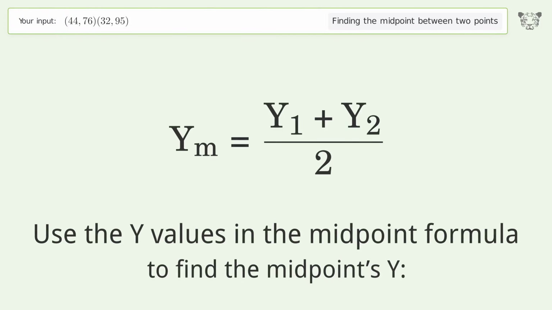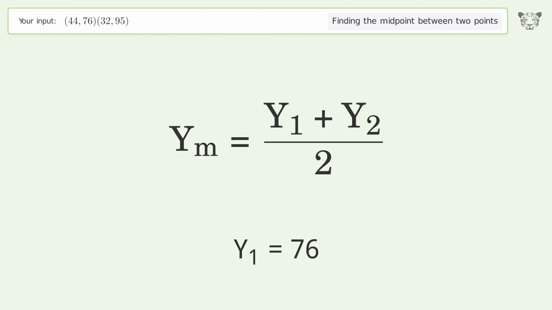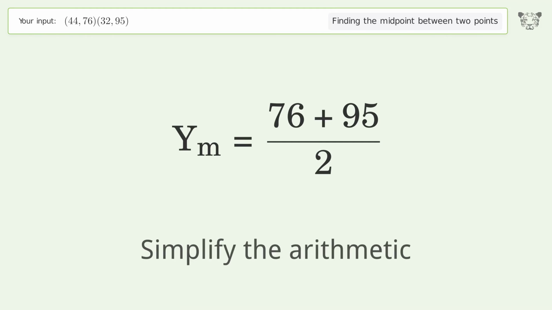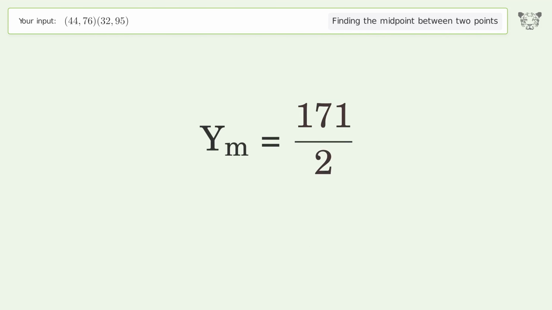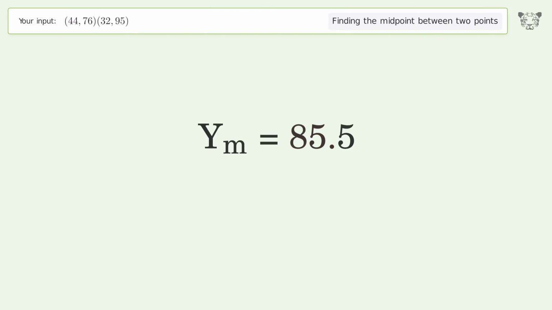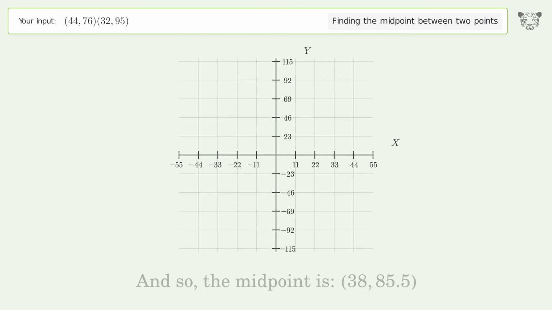Use the y values in the midpoint formula to find the midpoint's y. y1 equals 76. y2 equals 95. Simplify the arithmetic. And so, the midpoint is 38, 85.5.